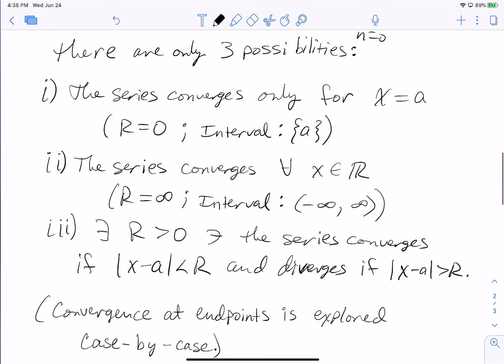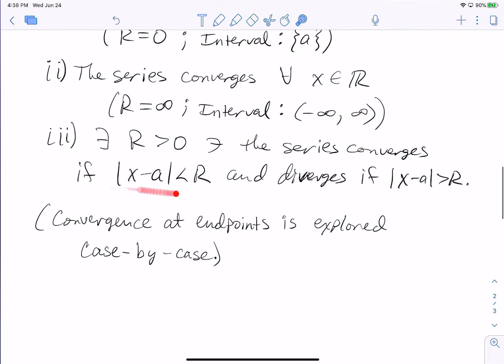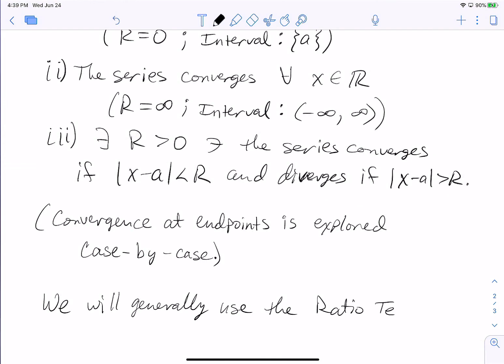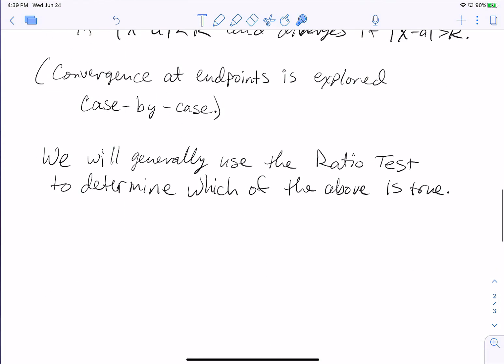To determine which of these we have, that the series converges only for a single value of x, or the series converges for all real numbers, or that we have an interval, and really I should say a bounded interval, we are generally going to use the ratio test. So what I wrote, we will generally use the ratio test to determine which of the above is true.